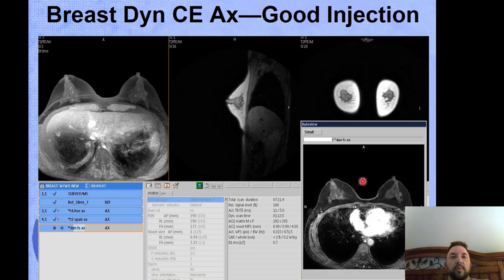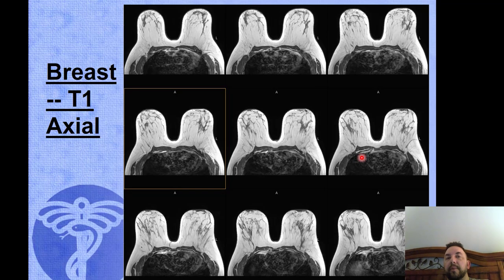So you have a good injection. What's the first thing we look for? When our first run reconstructs, you want to see bright contrast within the heart, and now you're able to proceed with the remainder of your exam. So let's take a look at what a normal breast MR should or could look like.